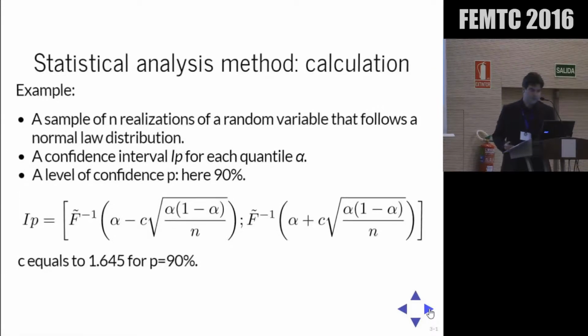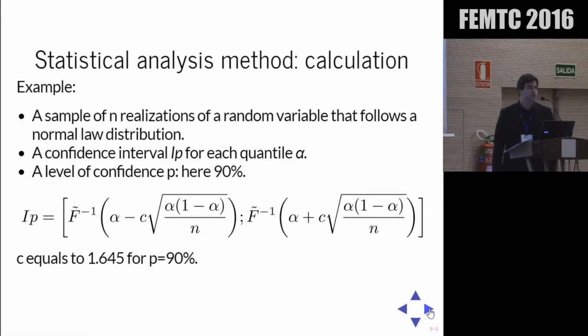Let's take an example unrelated to the egress simulation for the moment, with a sample of n realizations of a random variable that follows a normal law distribution, with a confidence interval I_P for each quantile alpha, and a level of confidence P, here 90%. This is the formula of the confidence interval, with F tilde the empirical distribution function, and C the quantile linked to the normal law distribution. C is equal to 1.645 for P equal to 90%. And I specify that whatever the law followed by the sample, the confidence interval is calculated the same way.